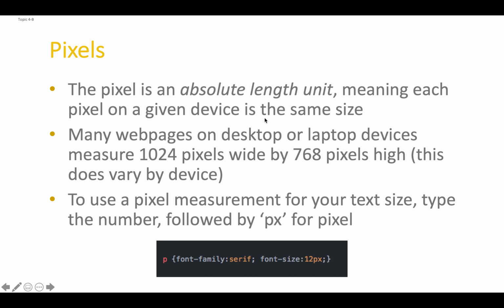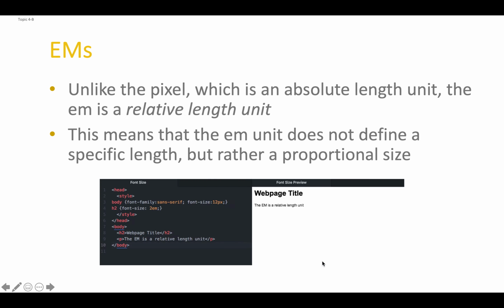So the pixel is one way you can define a font size, meaning each pixel on any given device is the same size. Many web pages measure 1024 pixels wide by 768 pixels high. To use a pixel measurement for your text size, type the number followed by px for pixel. So 12 pixels high for your font.